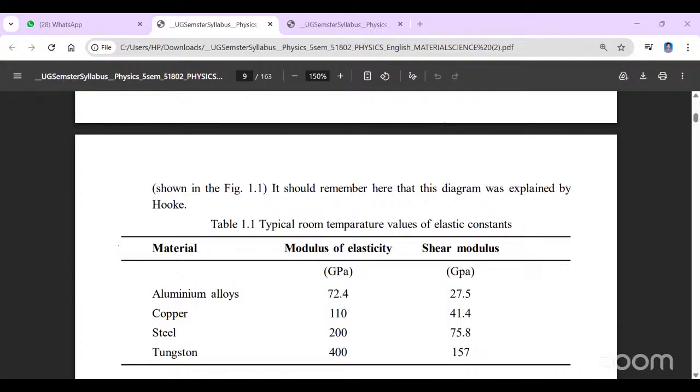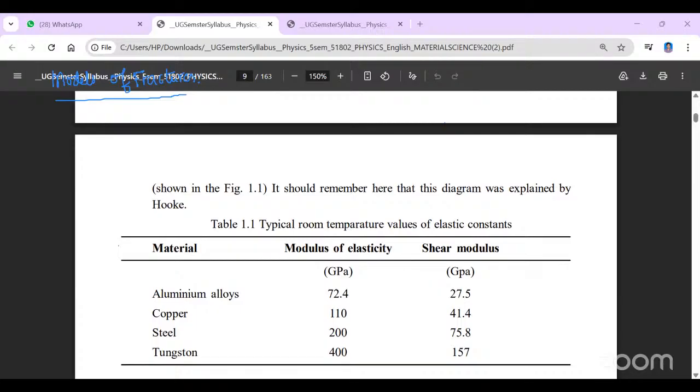So next, we'll move to the models of fractures. A fracture we can define as the separation of a specimen into two or more parts by an applied stress. That means when we apply some stress on the material, it is going to be separated into two or more parts. Then we'll be calling it a fracture.